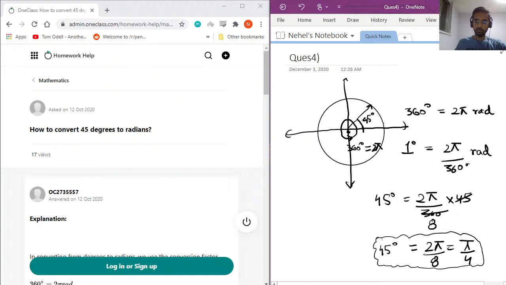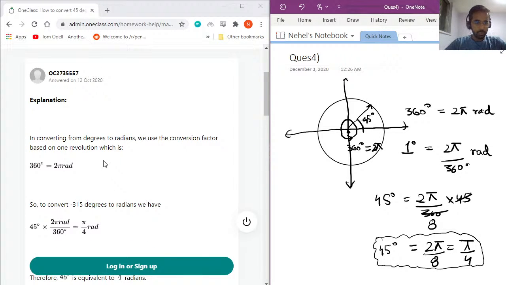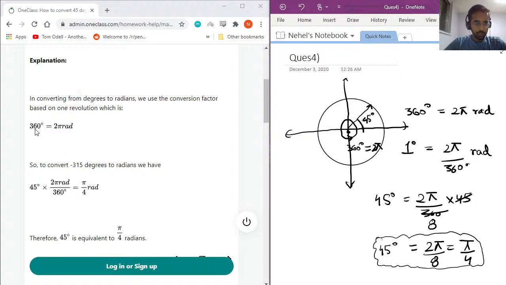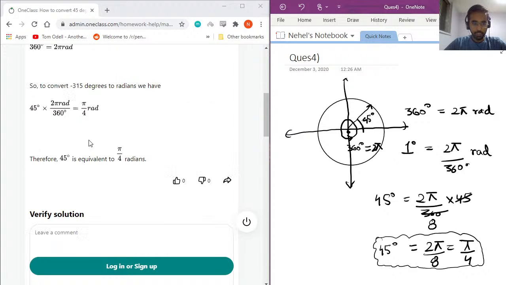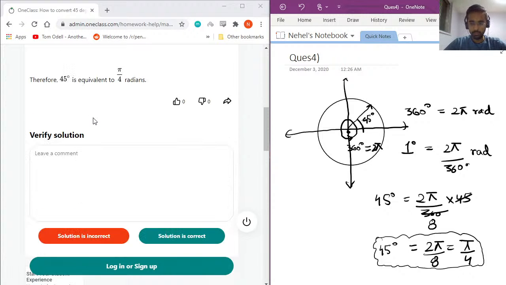So the key takeaway from this question is to just recall that a circle is 360 degrees or 2 pi radians, and then you can use that to convert into any ratio which you're given. Let's make sure that this is correct. 360 degrees equals 2 pi radians, perfect. And then 45 degrees becomes pi over 4 radians.